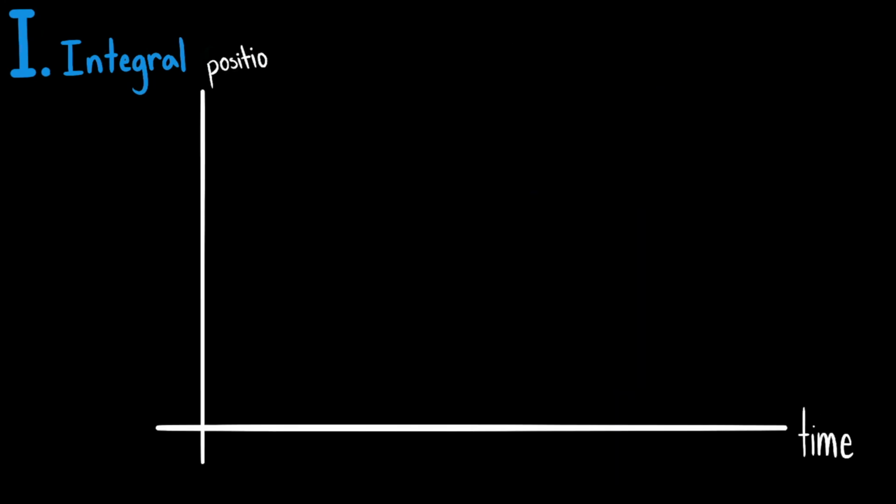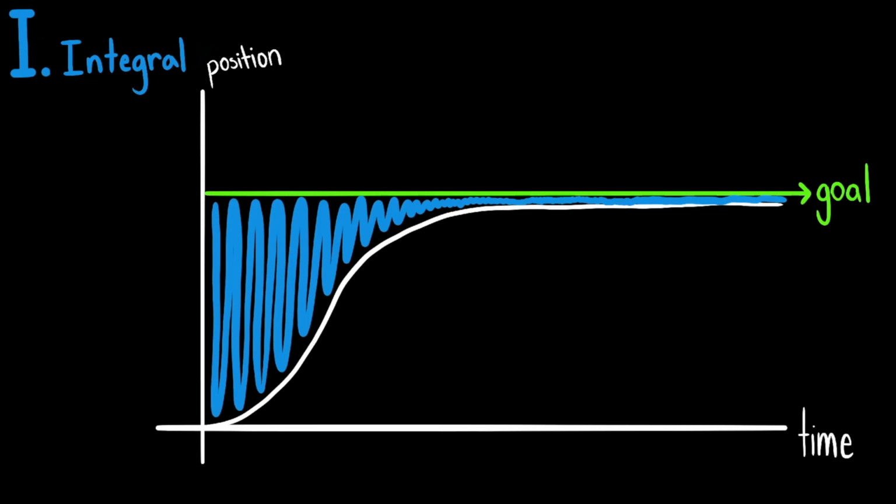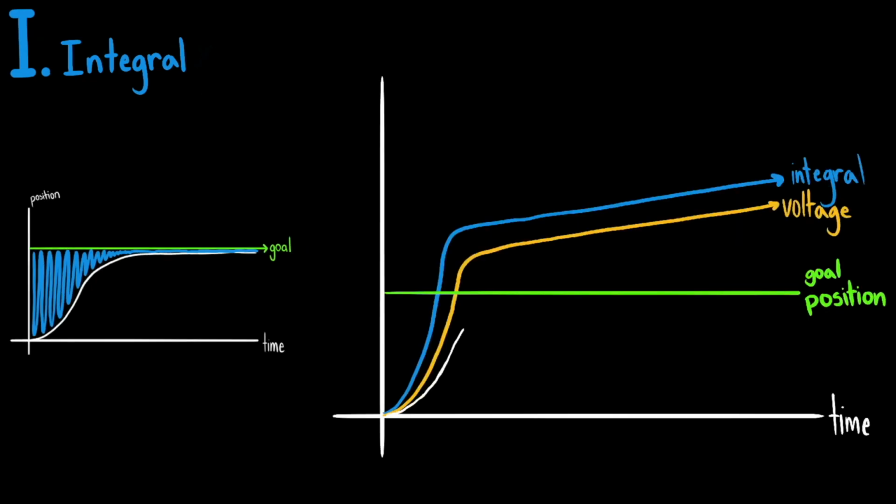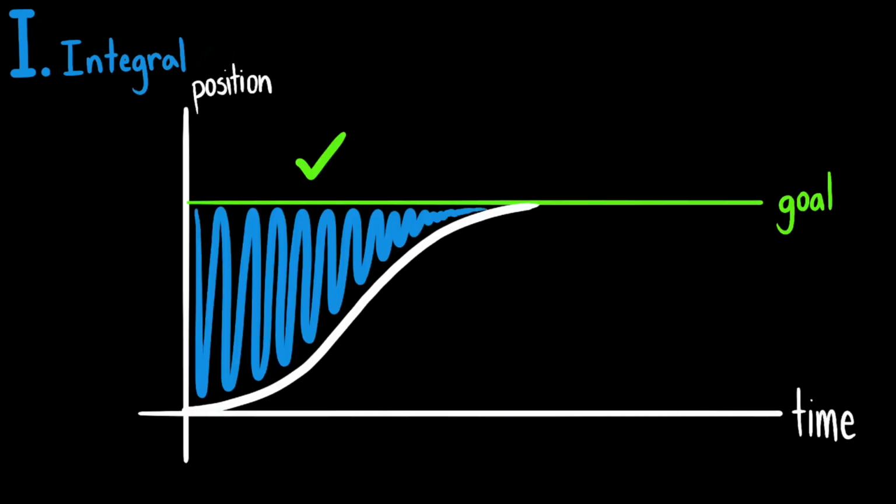Another situation that the integral is useful in is if you get really close to your goal, but you're just not quite there yet. The integral will push you over that finish line. Most controllers just need PI code, but occasionally that doesn't work. And that's where the derivative comes in.